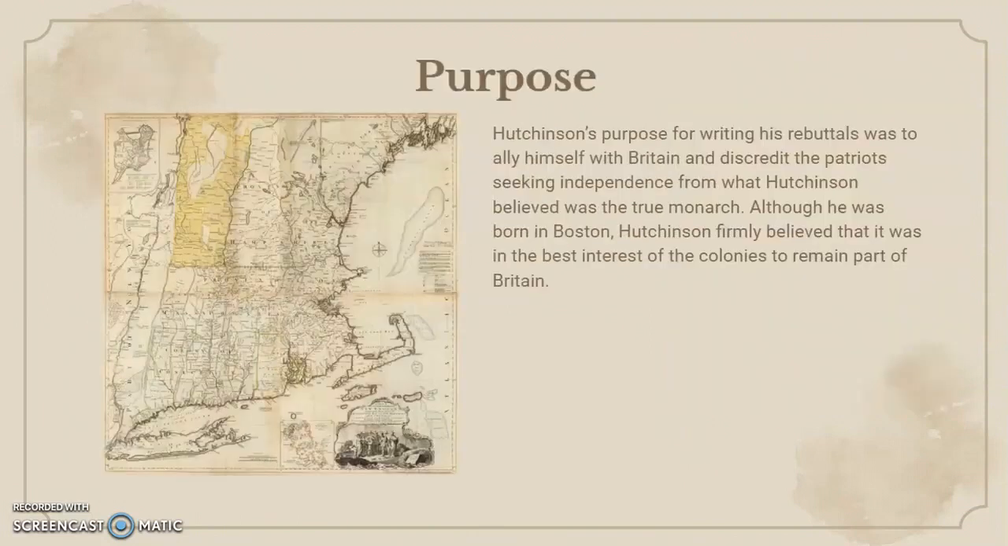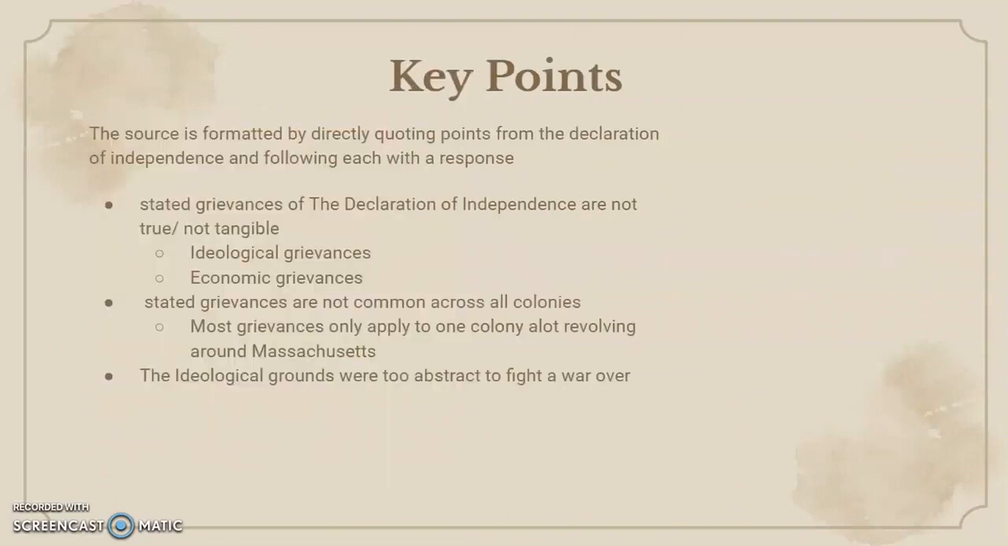Hutchinson's purpose for writing his rebuttals was to ally himself with Britain and discredit the patriots seeking independence from what Hutchinson believed was the true monarch. Although he was born in Boston, Hutchinson firmly believed that it was in the best interest of the colonies to remain part of Britain. The source itself is formatted by directly quoting points from the Declaration and following each with a response. The responses largely fall under three categories.